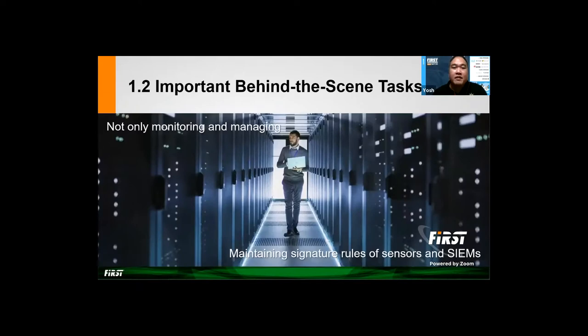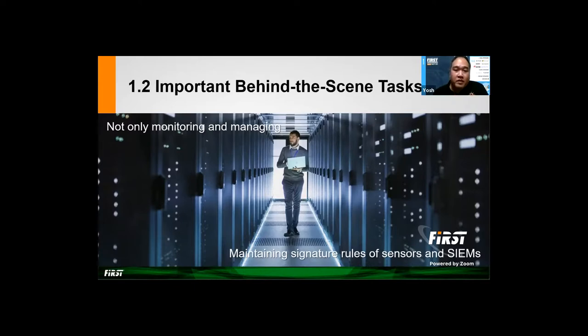SOC also has important tasks to complete these missions. One of them is to maintain signature rules of sensors or SIEMs. The purposes are to ignore false positives, remove all the vulnerability rules that don't exist in the field, and add signature rules that are appropriate for operations.